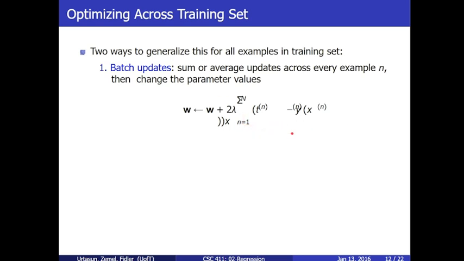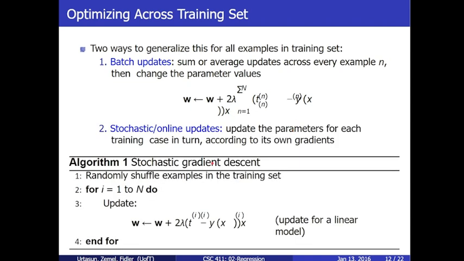Being shown right here. Got a bit messed up with the formatting, but that's alright. Or stochastic, I can't pronounce that, sorry, or online updates. So update the parameters for each training case in turn according to its own gradients. So algorithm one is stochastic gradient descent.